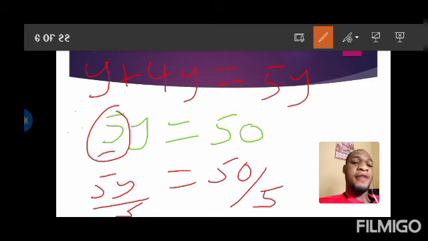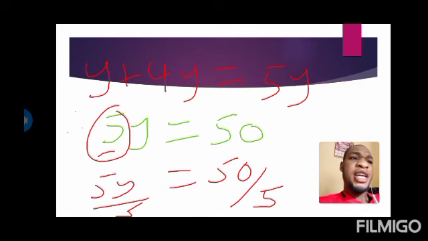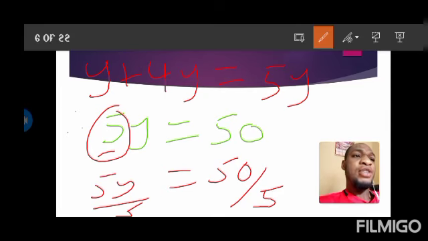5y divided by 5 equals 50 divided by 5, because we are dividing both sides by the coefficient of y. What is a coefficient? The coefficient is the numerical figure attached to our unknown. You can see the number attached to y here is 5. So we are going to divide both sides by 5.